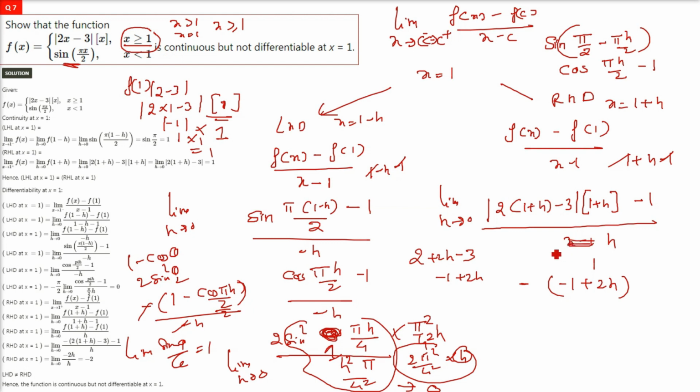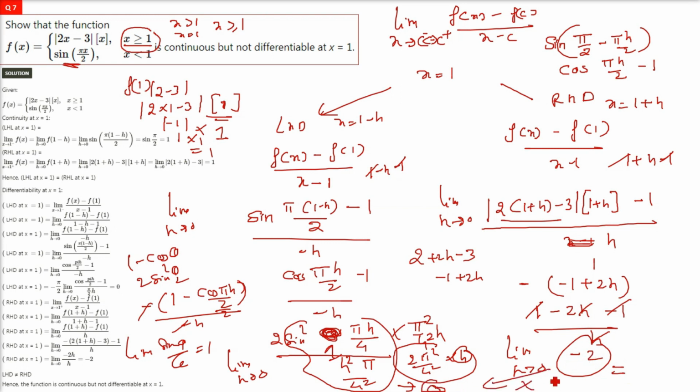When you open the modulus, it will be negative of whatever value is inside. So you get 2h minus 1 inside, but when you open it, it will be negative of this. So you get 1 minus 2h. 1 is already there, you have h in the denominator, this gets cancelled, h also gets cancelled, minus 2 is there. So the right hand derivative comes as negative 2. Now you see 0 and negative 2, they are not matching. That means this function is not differentiable at x equals 1. Though it was continuous, it is not differentiable at x equals 1.